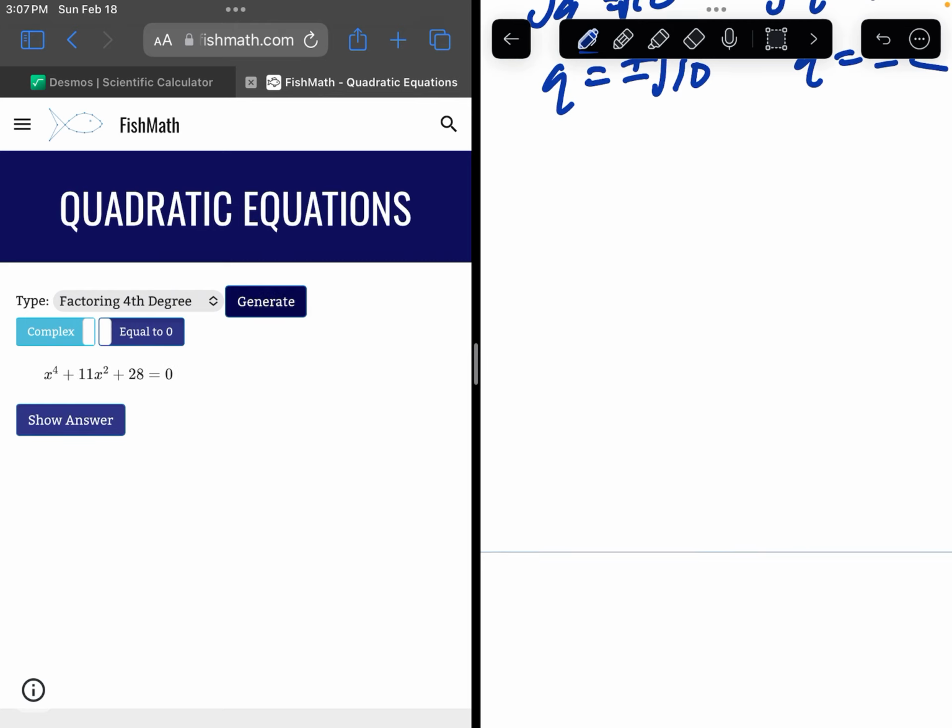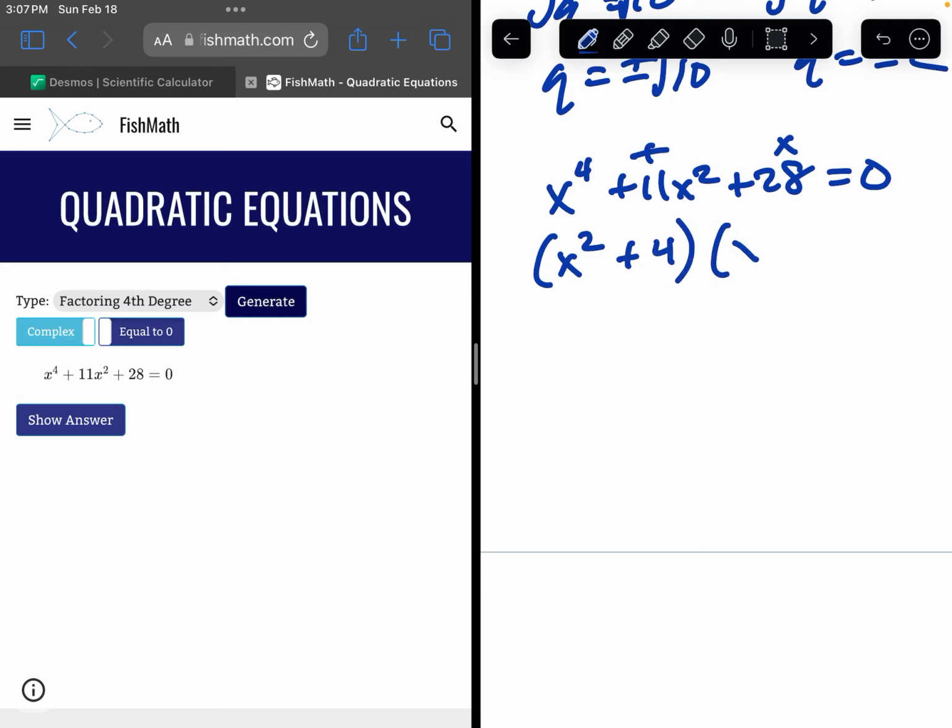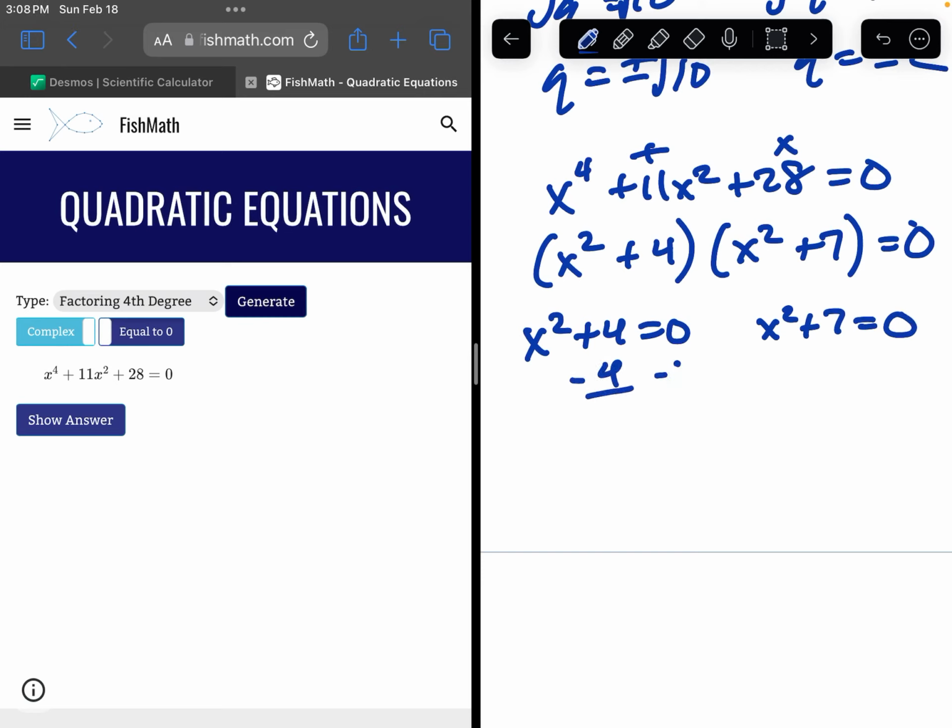Let's try, I don't know, how about this one? This one looks like it might have some complex answers. So x to the fourth plus 11x squared plus 28 equals 0. So multiplies to this, adds to this. So this would be x squared plus 4, x squared plus 7. So lots of complex answers here. So x squared plus 4 equals 0, x squared plus 7 equals 0.